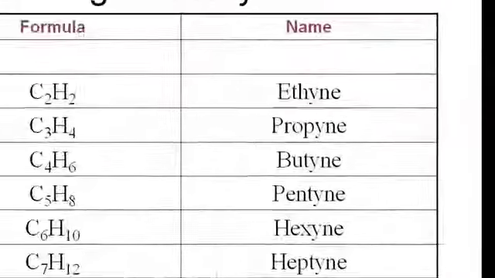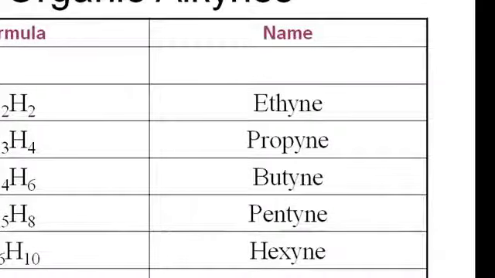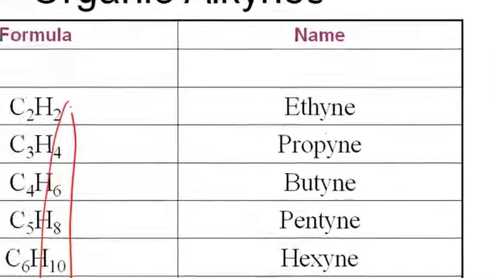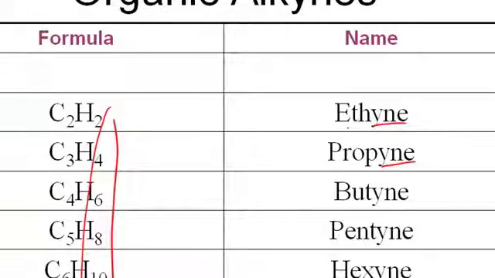Organic alkynes, again, follow the same pattern of hydrogens equal to 2 times the number of carbons minus 2. And they should all fit that pattern there. Okay, that refers to the ending, and then you have all the prefixes here that tell you the number of carbons.